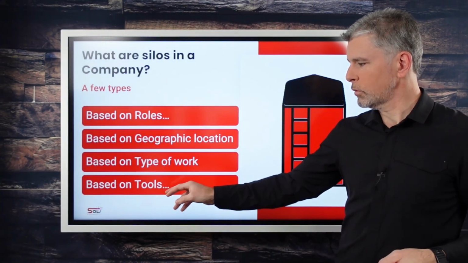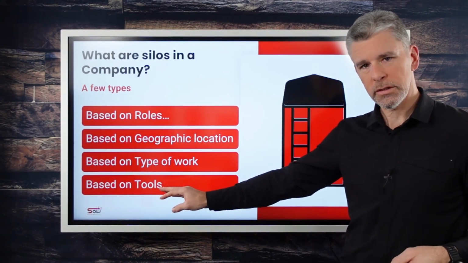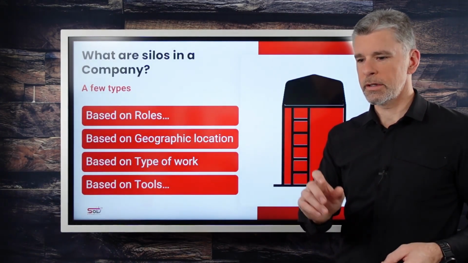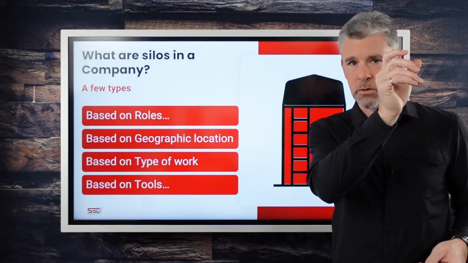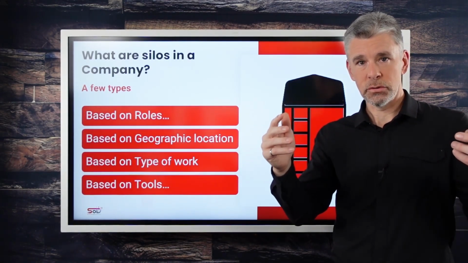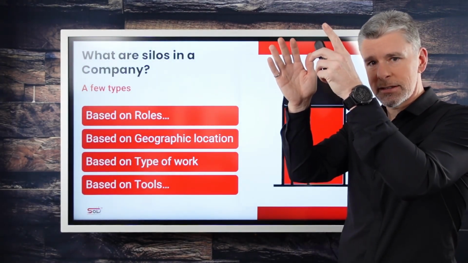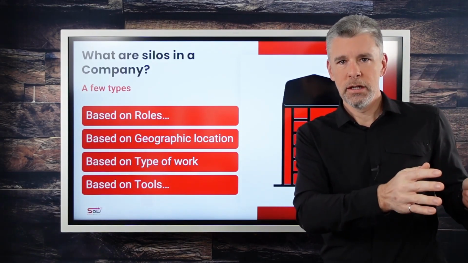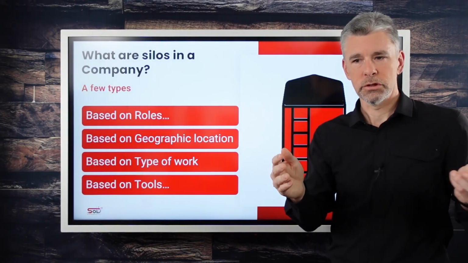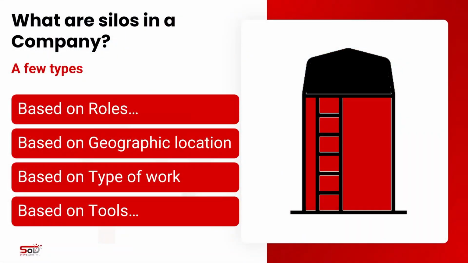And based on tools. That one is a bit different, but people are using a project management tool, and another team is using a different project management tool, and these tools are not talking to each other. So basically, they created a silo of managing their tasks one way, and the other team is managing their tasks in another way, and there is no transfer. So repetition, duplication, waste of time, inefficiencies, that's what silos are.